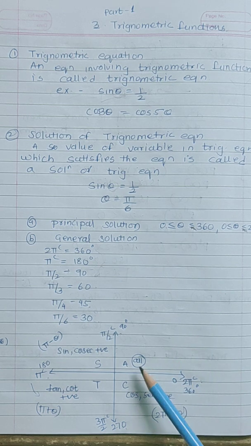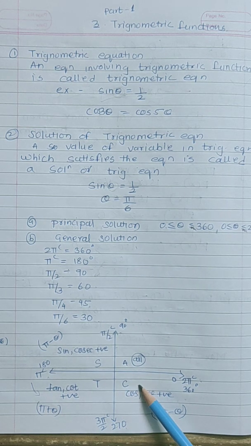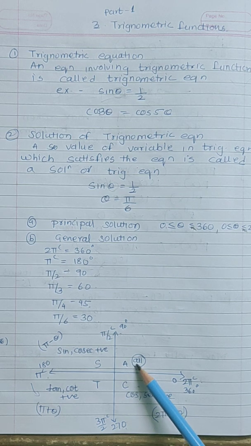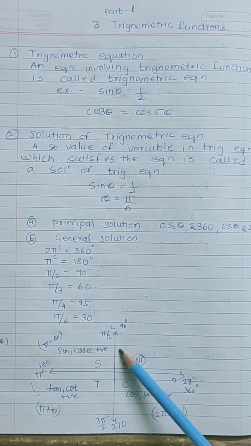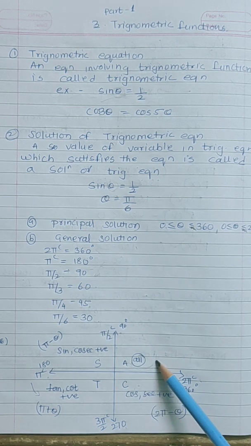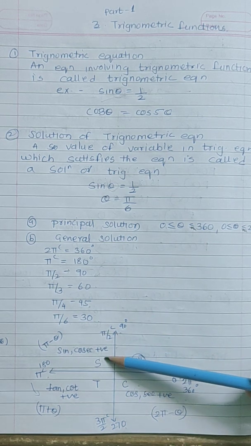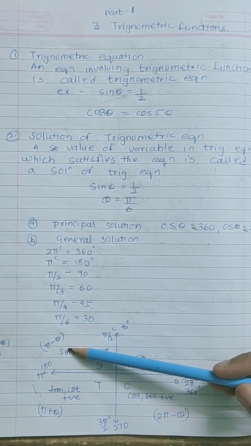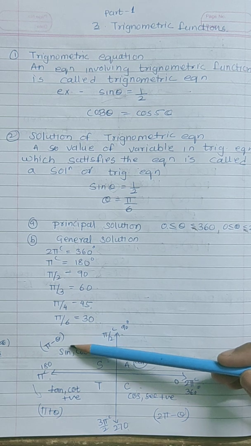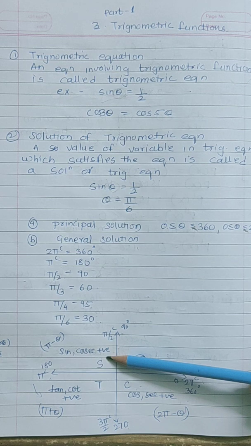So what you will remember here, see, ASTC means All Students Take Coffee. Remember it like this. Means what? All means in the first quadrant all the trigonometric functions are positive. A means all. Now the second is S. S means sine, and the partner of sine is cosec. So sine and cosec are positive in the second quadrant, other all negative.